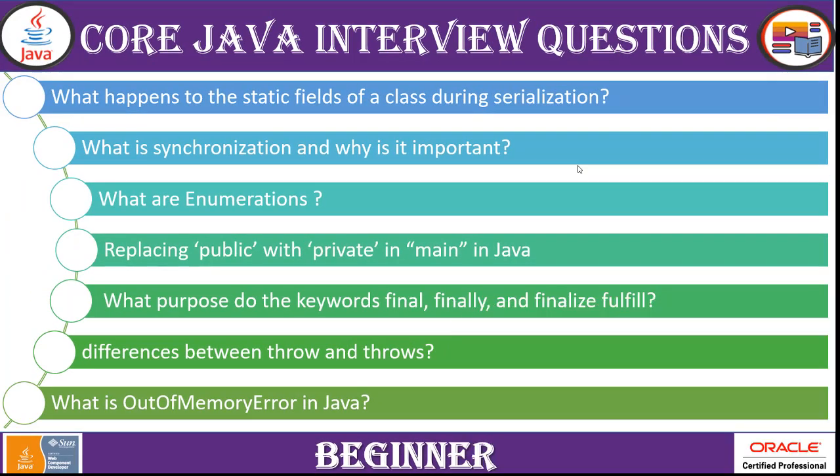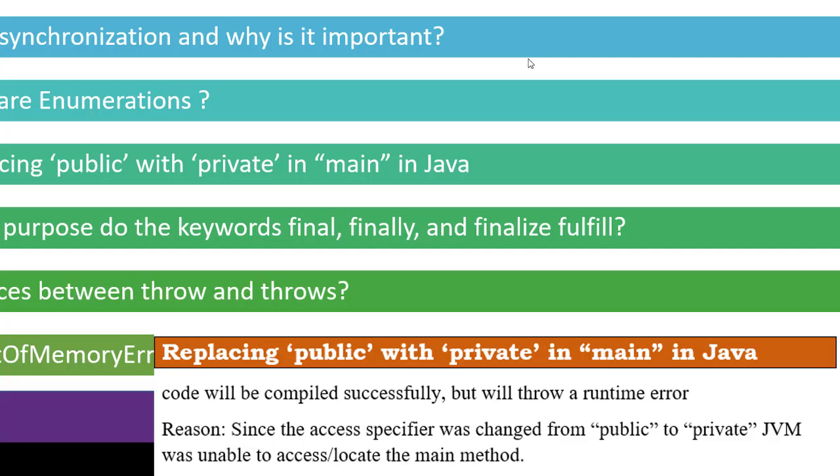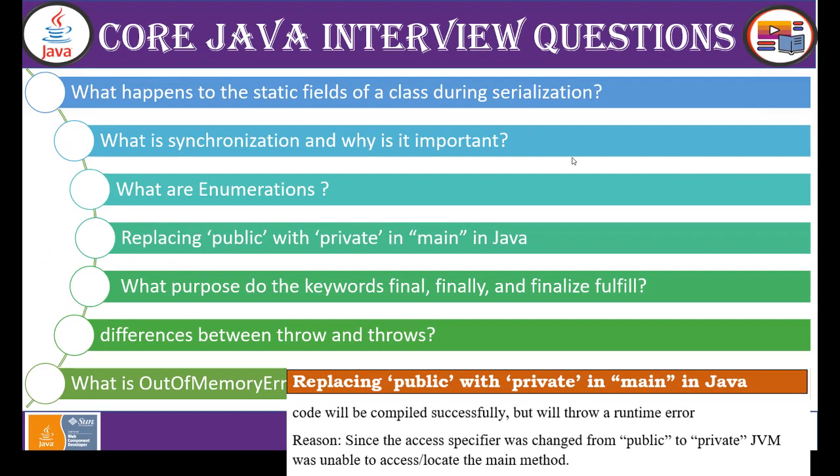So the next question is, what will happen if we change the public to private access modifier in the main method? The answer goes very precisely like this: it will compile successfully but will throw a runtime error. The reason is, since the access specifier was changed from public to private, the JVM, Java Virtual Machine, was unable to access and locate the main method.